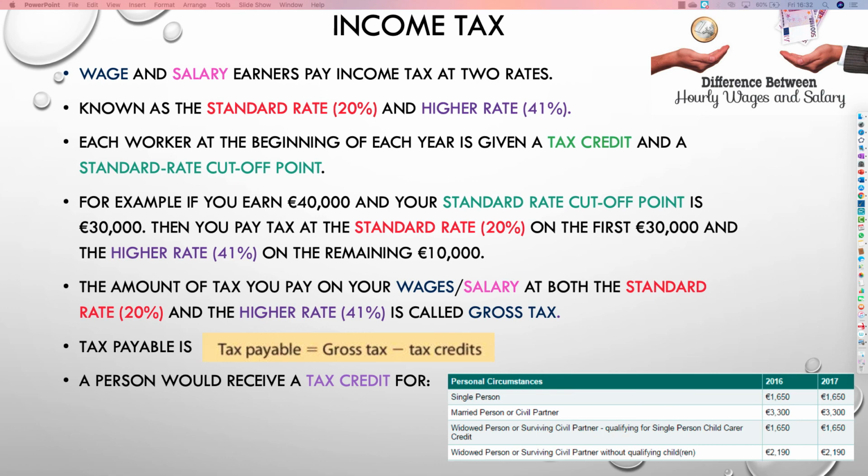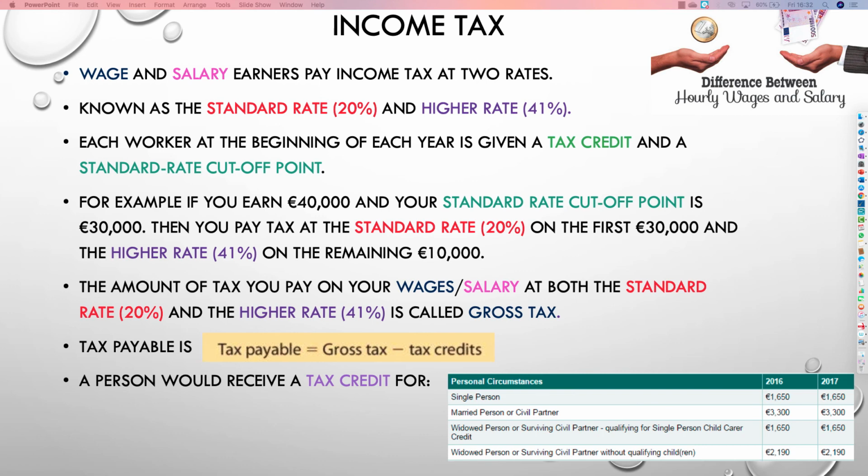Standard rate of tax, 20%, higher rate of 41%. They're not set in stone, they're just general. So two rates of tax, depending on how much you earn. How do we determine whether we pay the high rate or the standard rate? It's the standard rate cutoff point. For example, you earn 40,000. Your standard rate cutoff point is 30,000. You're going to pay the standard rate, 20%, on the first 30, and then you pay the higher rate on the remaining 10. So you pay the lower percent up to your standard rate cutoff point, and then you pay the higher rate on the rest.